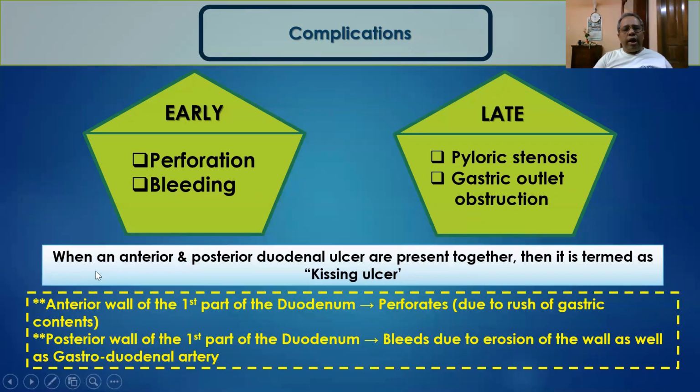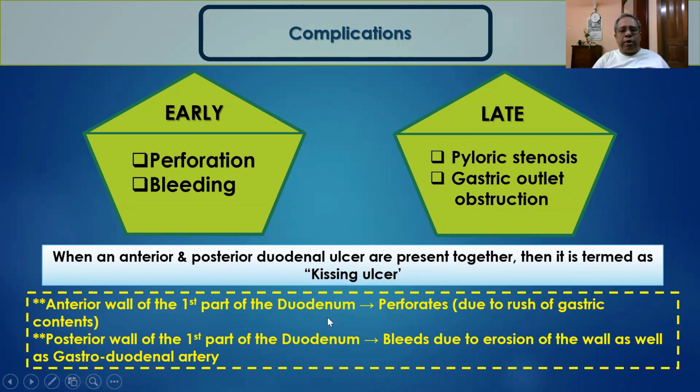When an anterior and a posterior duodenal ulcer are present together, it is termed a kissing ulcer, because during a kiss both lips touch each other. For that reason, when the ulcers meet together on the anterior and posterior walls, the name is kissing ulcers.